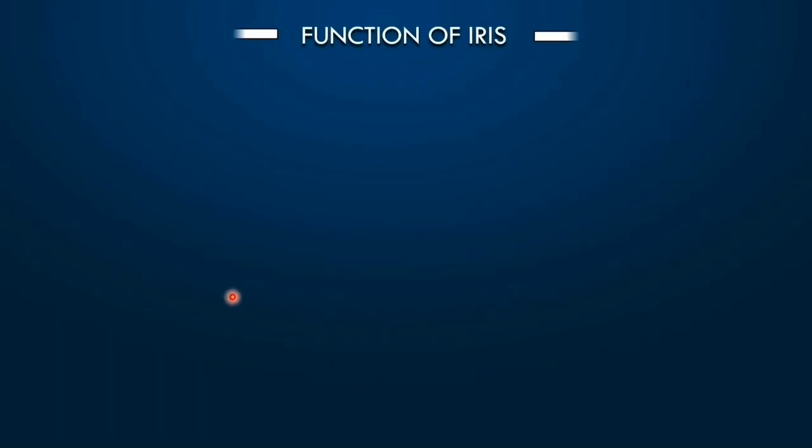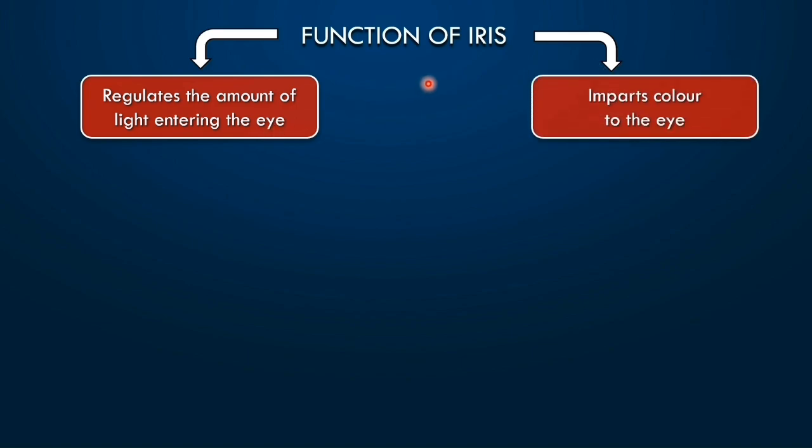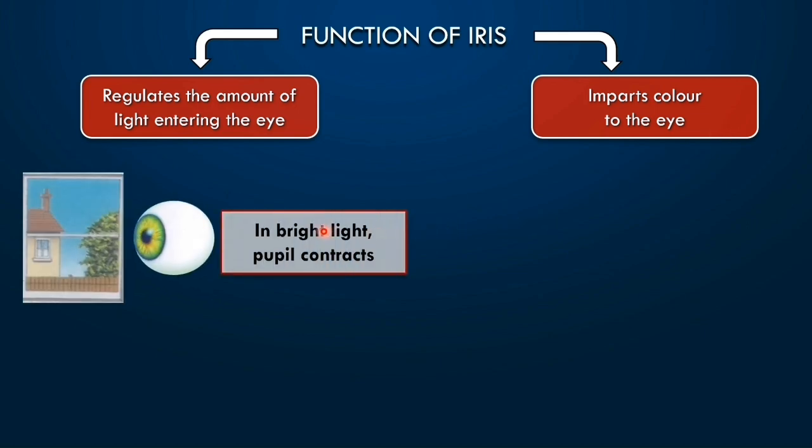Alright guys, now see the functions of iris. So it regulates the amount of light entering the eye. Clear everyone? Next function is it imparts color to the eye. So basically a person's eye color depends on the iris. Okay, now see here.